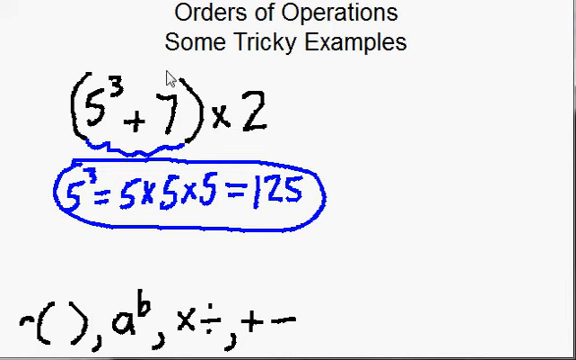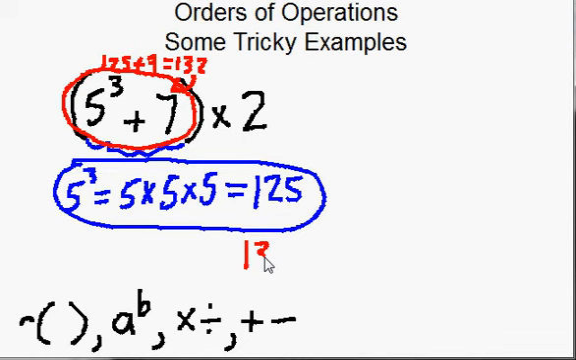So going back to this expression over here, I've got 125 plus 7, which is equal to 132. And 132 is what's inside the parentheses. So let me just rewrite that. So I've got 132 inside the parentheses times 2, which comes out to 264. Okay? So that's the answer to that one.